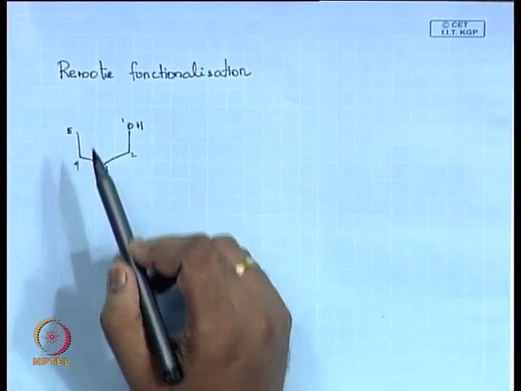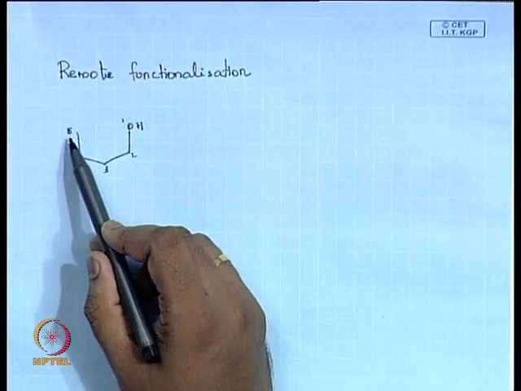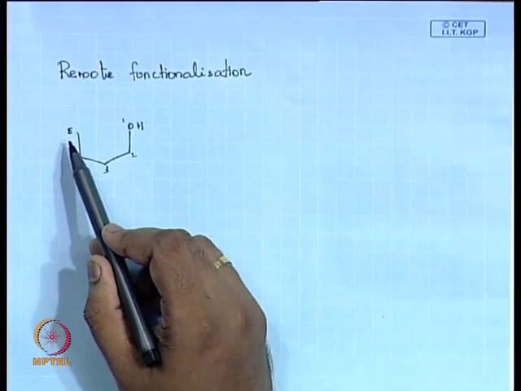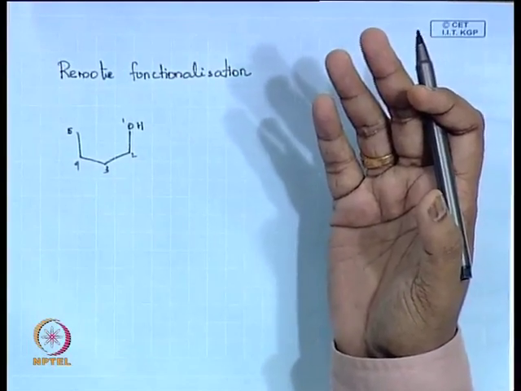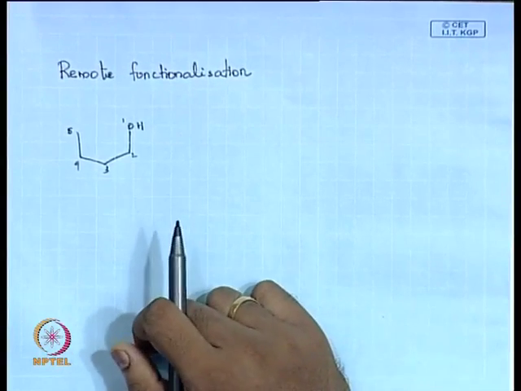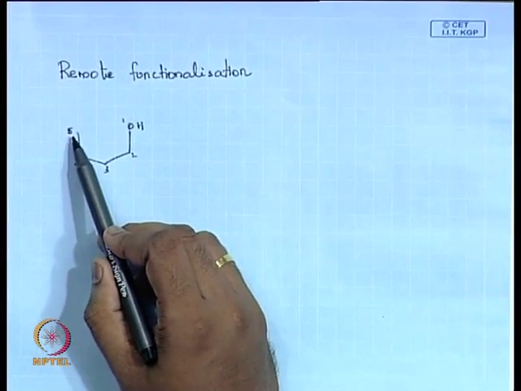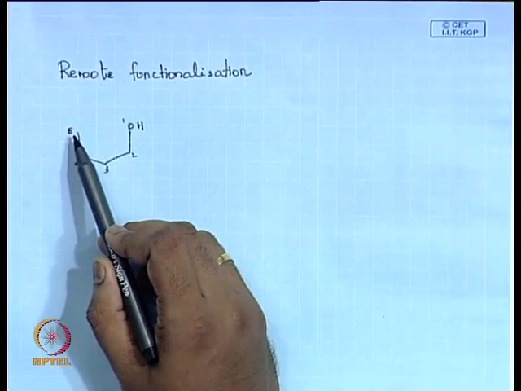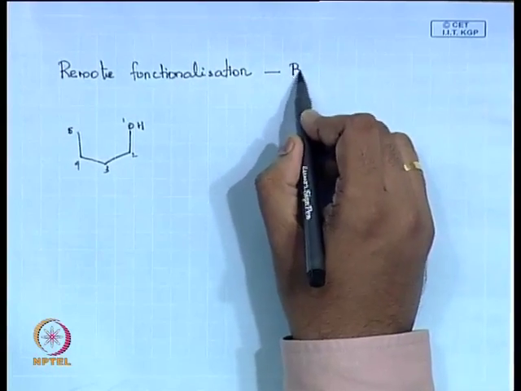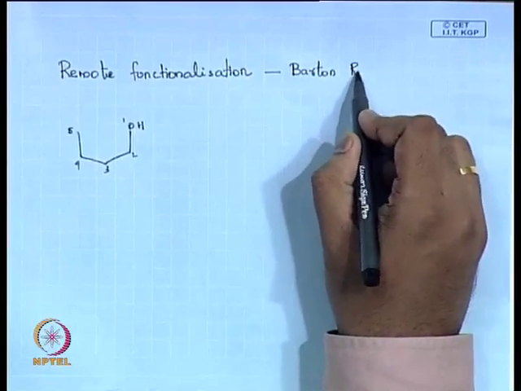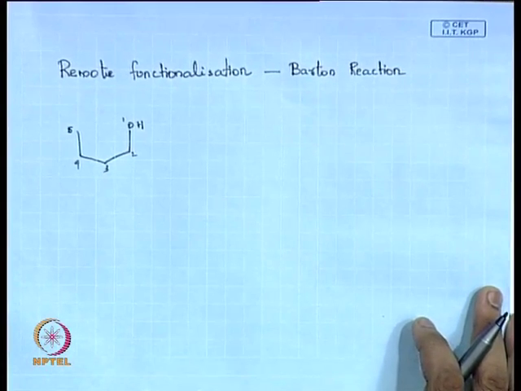It is very hard. If it is an allylic system and I want to functionalize it, what do you do? Normally, you do an NBS reaction, right? You take your allylic system and treat it with N-bromosuccinimide, then you get an allylic bromide, and from there you can do whatever functional group conversion you want. But if you have a system like this, which is very remote, this methyl, and you want to functionalize it, then this type of reactions are very important. Now, one of the famous reactions for that is the Barton reaction. Barton reaction is very famous in remote functionalization.